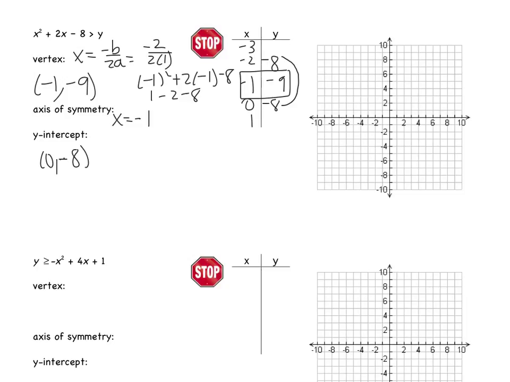And then you should have substituted -3 or 1 in to find the y value, because remember they're going to be the same by symmetry. Substituting in 1, this gives me 1 squared plus 2 times 1 minus 8. So this is 1 add 2 minus 8. So 3 minus 8 is going to be -5.